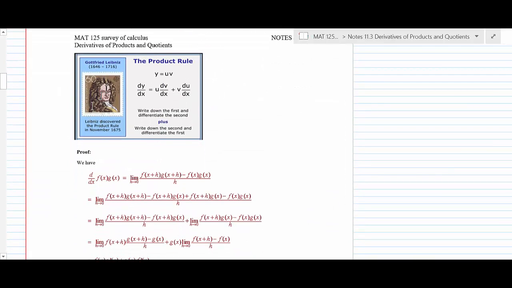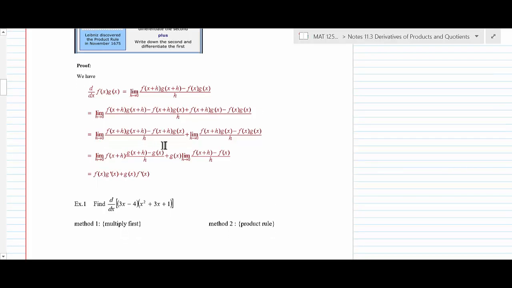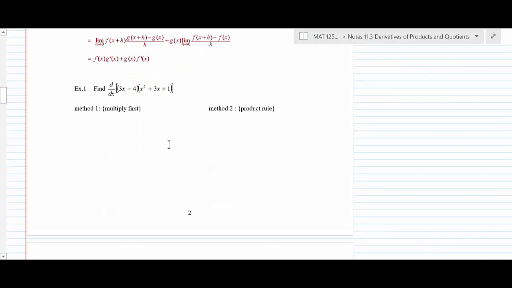Okay, so this is Leibniz. Leibniz is one of the co-inventors of calculus, along with Isaac Newton, back in the late 1600s. This is how it's proved. I'm not going to go over that. If you're inclined to look at that, you may. If I teach a calc class for science majors, I spend a little bit more time on proofs. So we're going to just basically learn the product rule and how to use it in this section. We're not going to really do much applications. We just need to learn how to do the derivative.